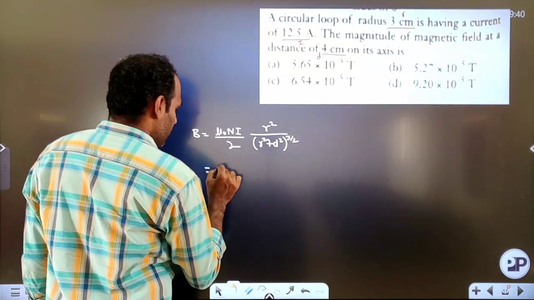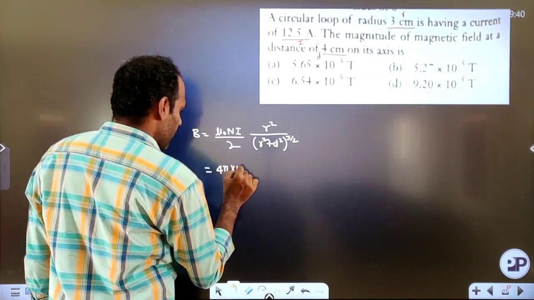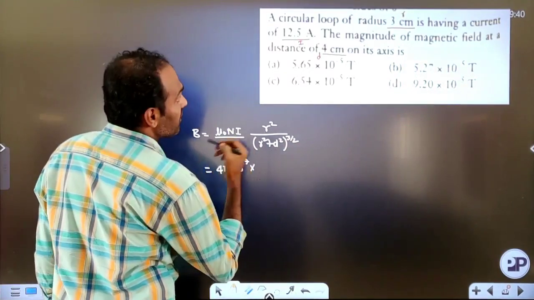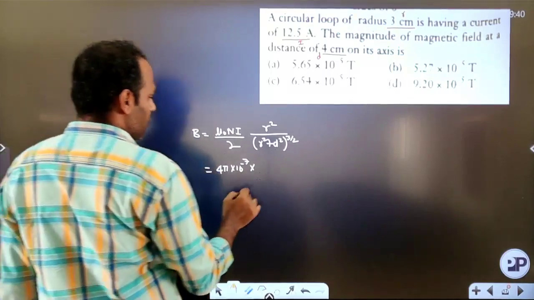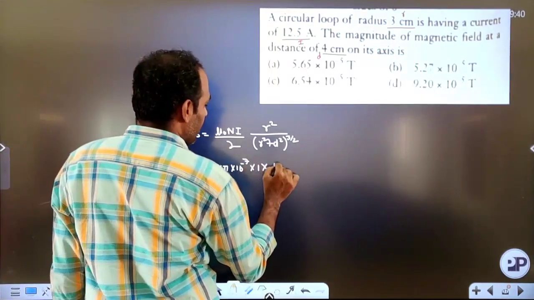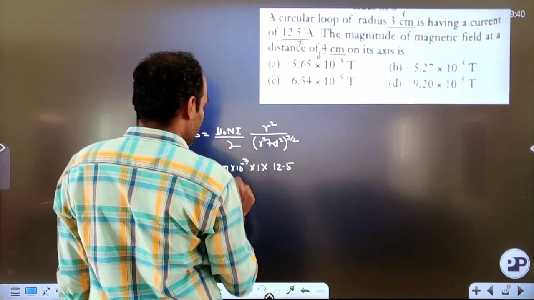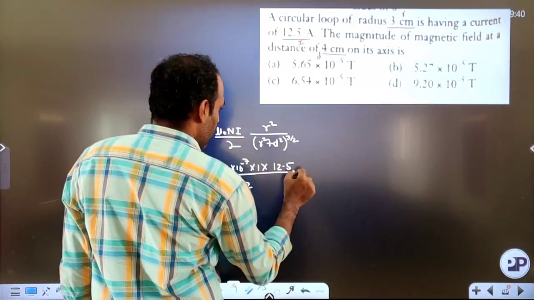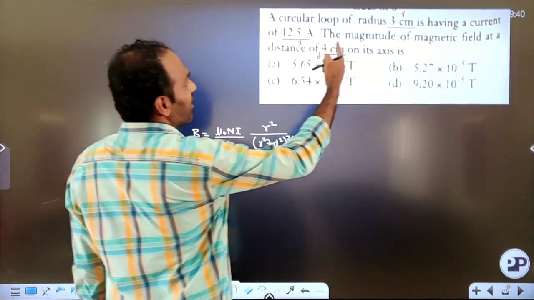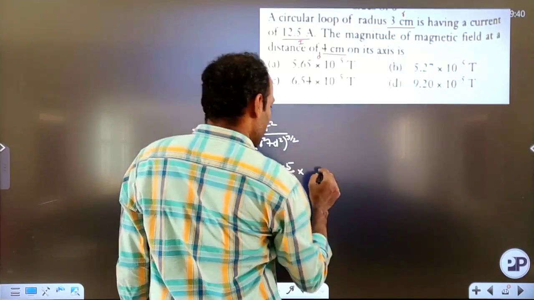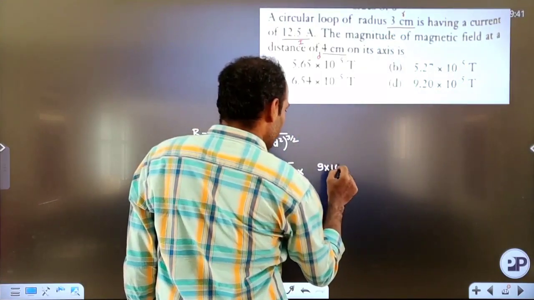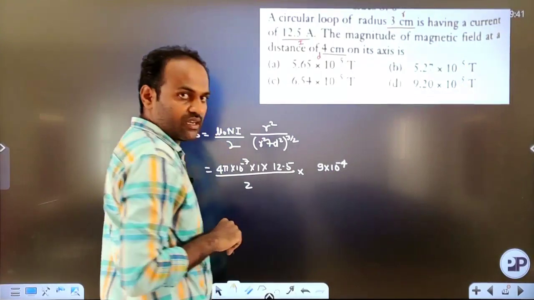So here mu naught will be 4 pi into 10 to the power minus 7. Number of turns ಗೊತ್ತಿಲ್ಲ given illa. If number of turns is not given, you take it as 1. Current is 12.5, right? Divided by 2 into r square. How much is r? Radius 3 cm. Rather than meter ಒಳಗೆ ತಗೊಂಡ್ರೆ it will be 9 into 10 to the power minus 4.